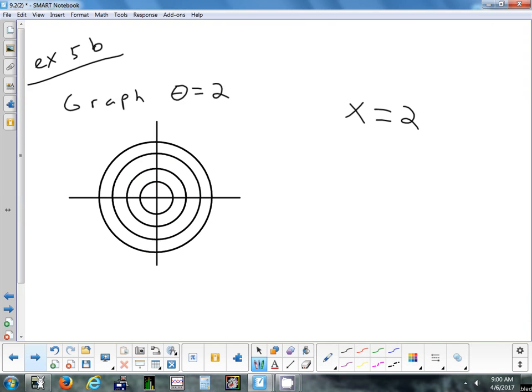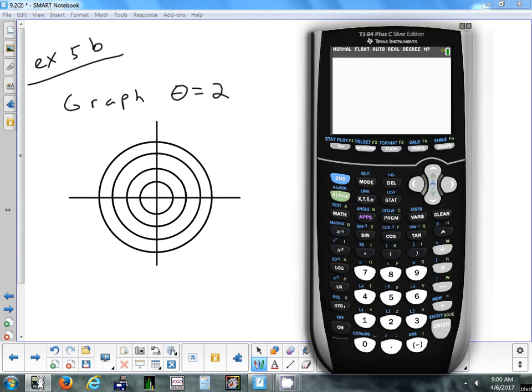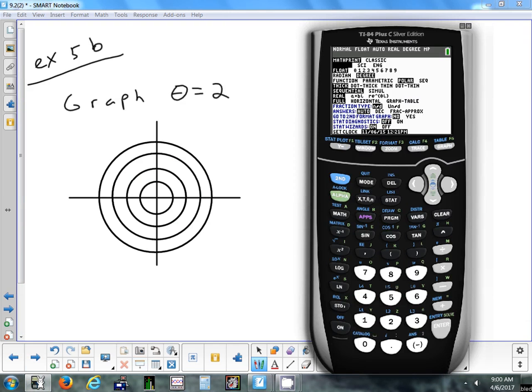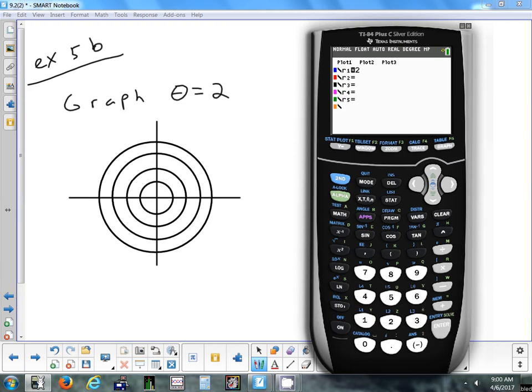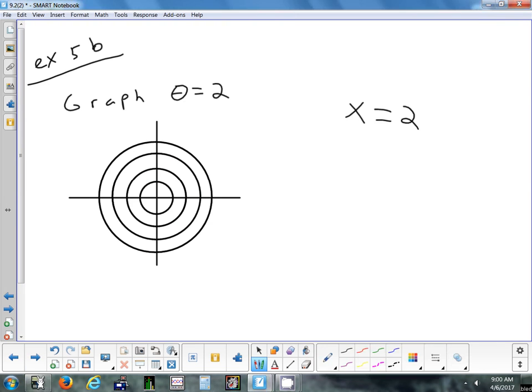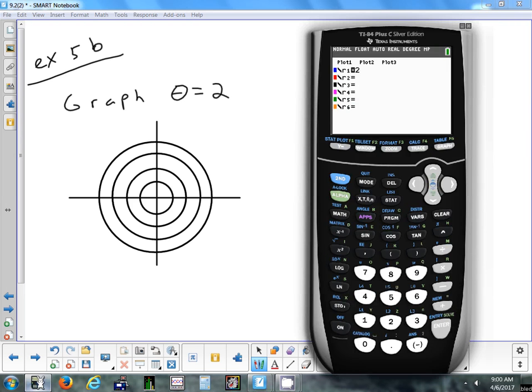Even if I change back to function, when you press this button in the upper left, what does it say right there? It says y. I can't change that. So when you're graphing as a function, it's always y equals. This is not something that's possible to graph on the calculator. Neither is this. I can't graph theta equals. It's always r equals.